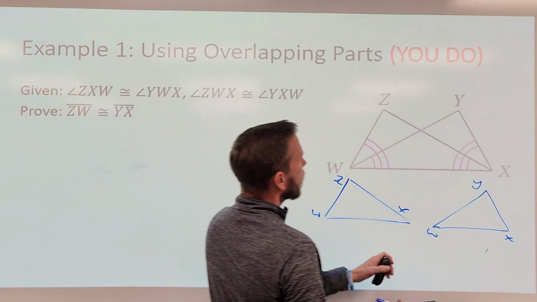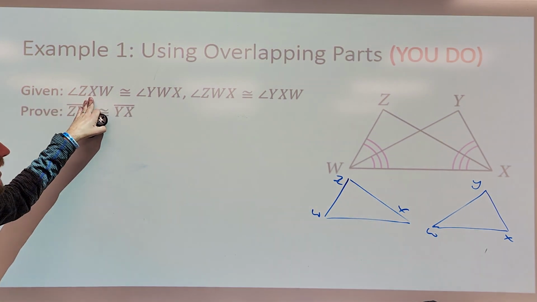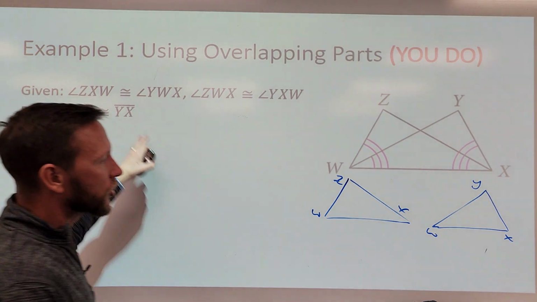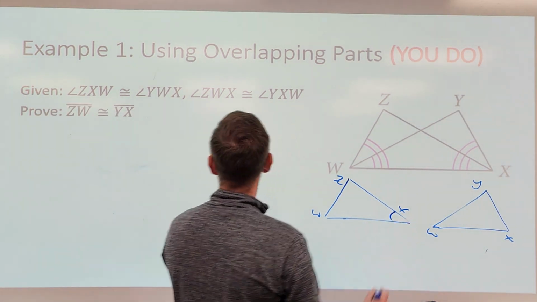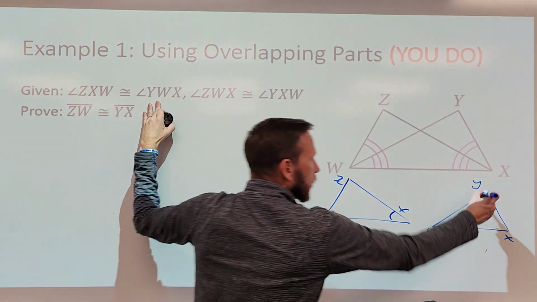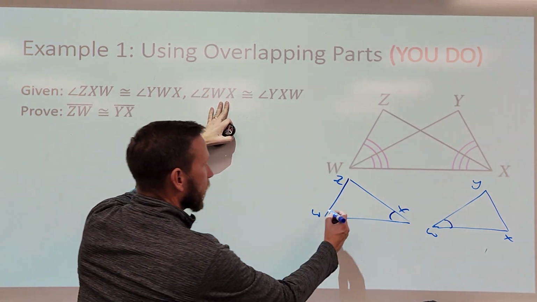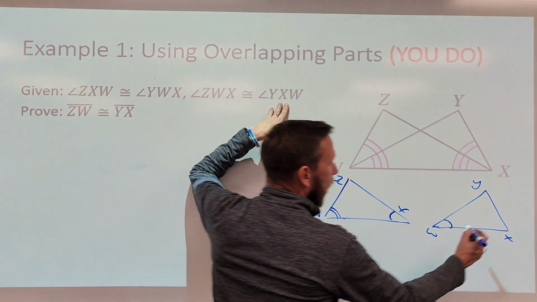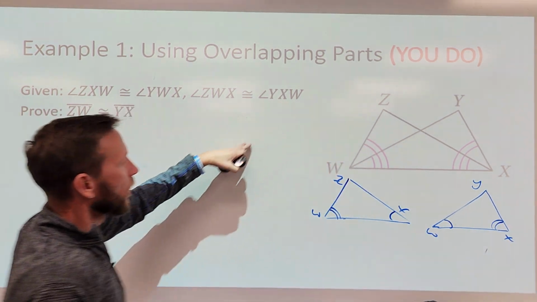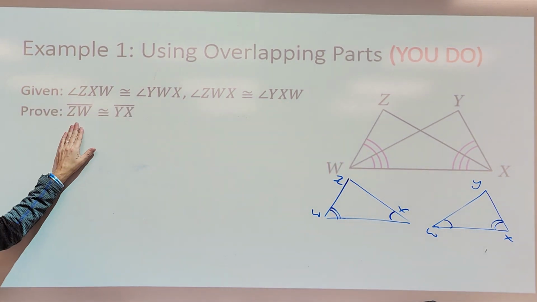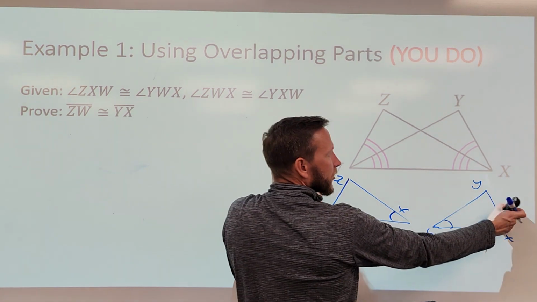YXW. We can tell that we are given ZXW is congruent to YWX. We are also told that ZWX is congruent to YXW. And we're supposed to somehow prove that ZW, this segment, is congruent to that segment, YX.